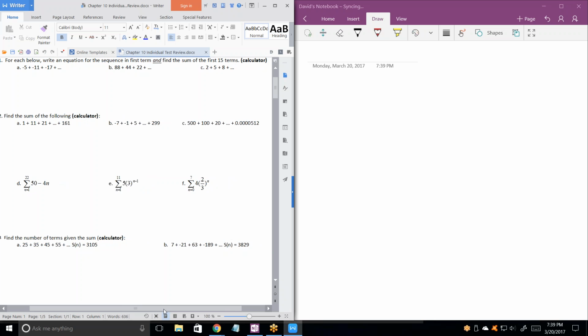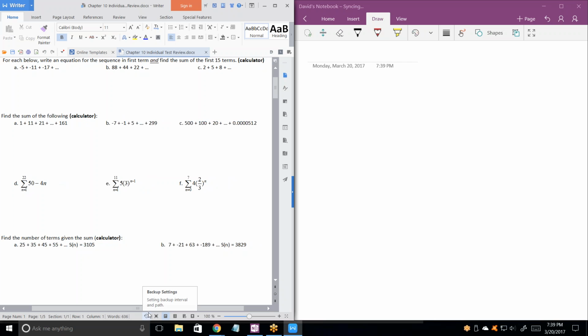Okay. All right, let's look at D. D is kind of the same kind of problems as A, B, and C. The only difference is they give it to you in sigma notation, but they also tell you what the nth term is. Well, they give you the formula. In other words, essentially what they've given you here is A sub n. It's equal to 50 minus 4n. And that's going to allow me to figure out all the terms.